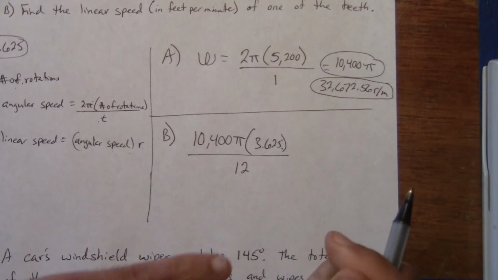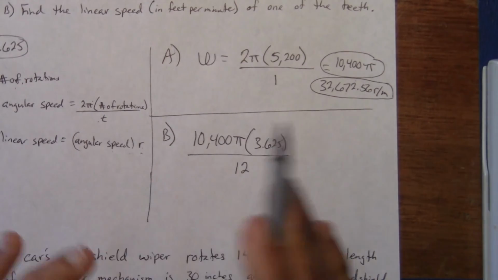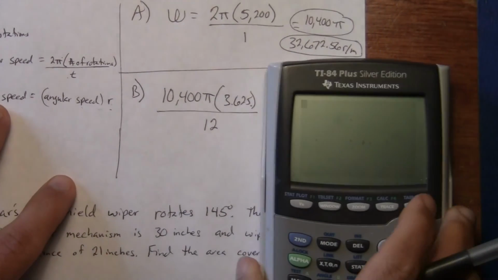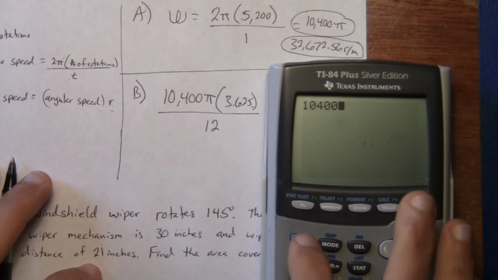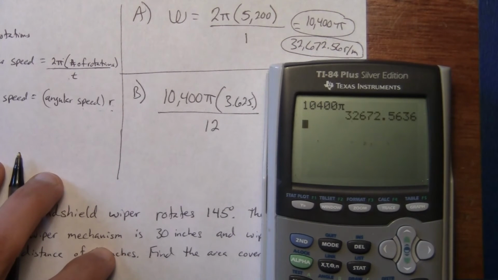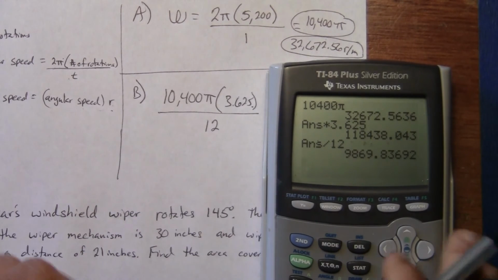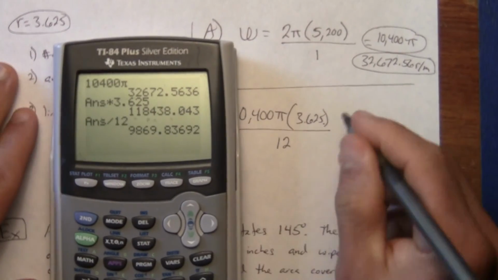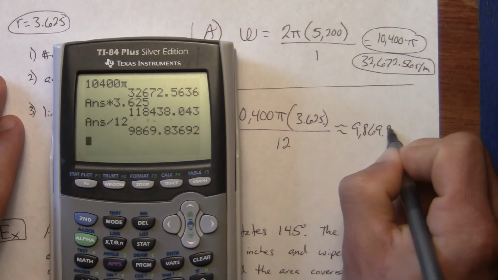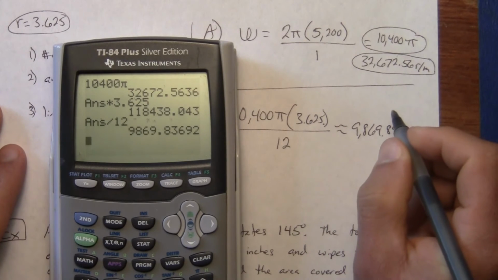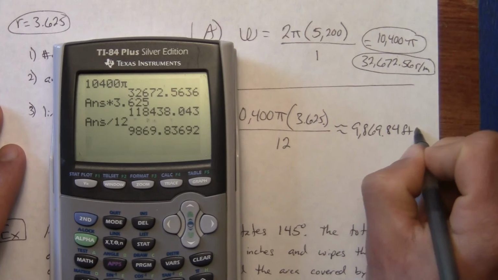If it wasn't for the unit conversion, it would be as simple as multiplying by the radius and you'd be done. So I'm going to type this in my calculator, 10,400 pi times 3.625, the radius, divided by 12, and it gives me an answer of approximately 9,869.84, and this would now be feet per minute.